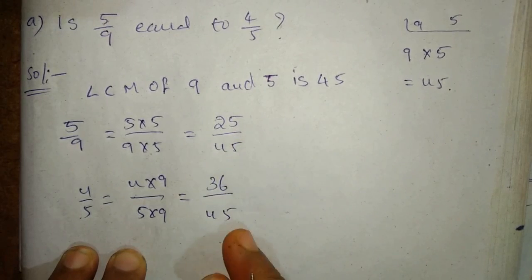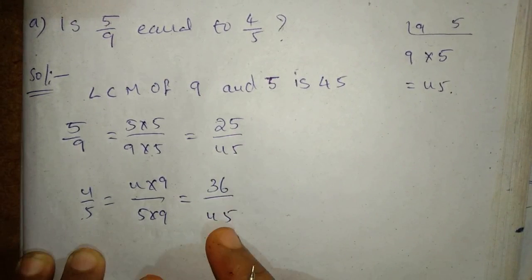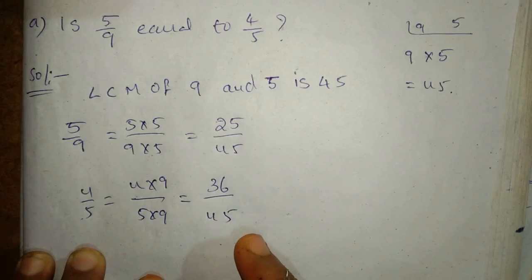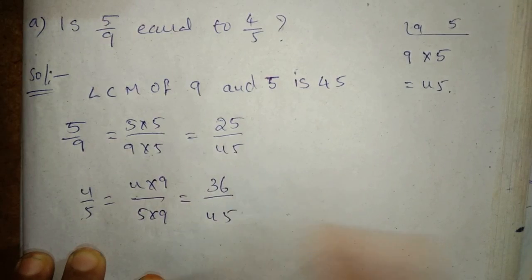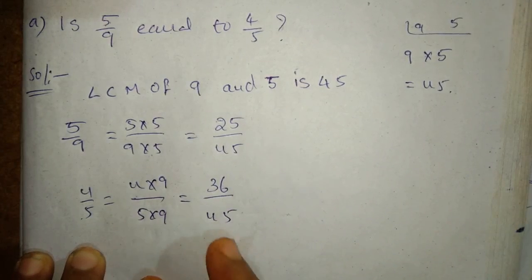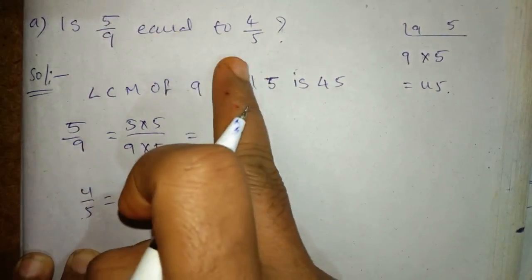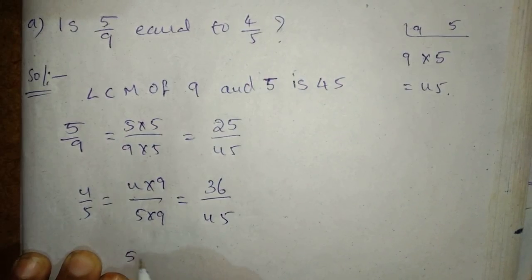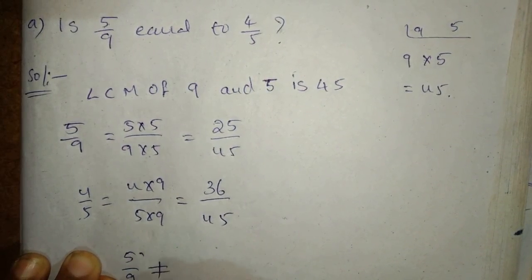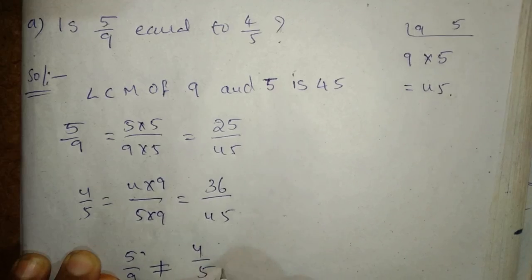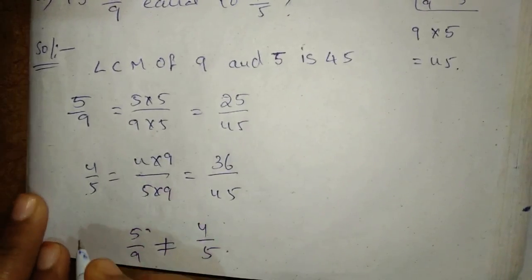Here these two denominators are equal. So both denominators are equal and numerators are not equal. So we can say, is 5 by 9 equal to 4 by 5? No. 5 by 9 is not equal to 4 by 5. Okay? No.